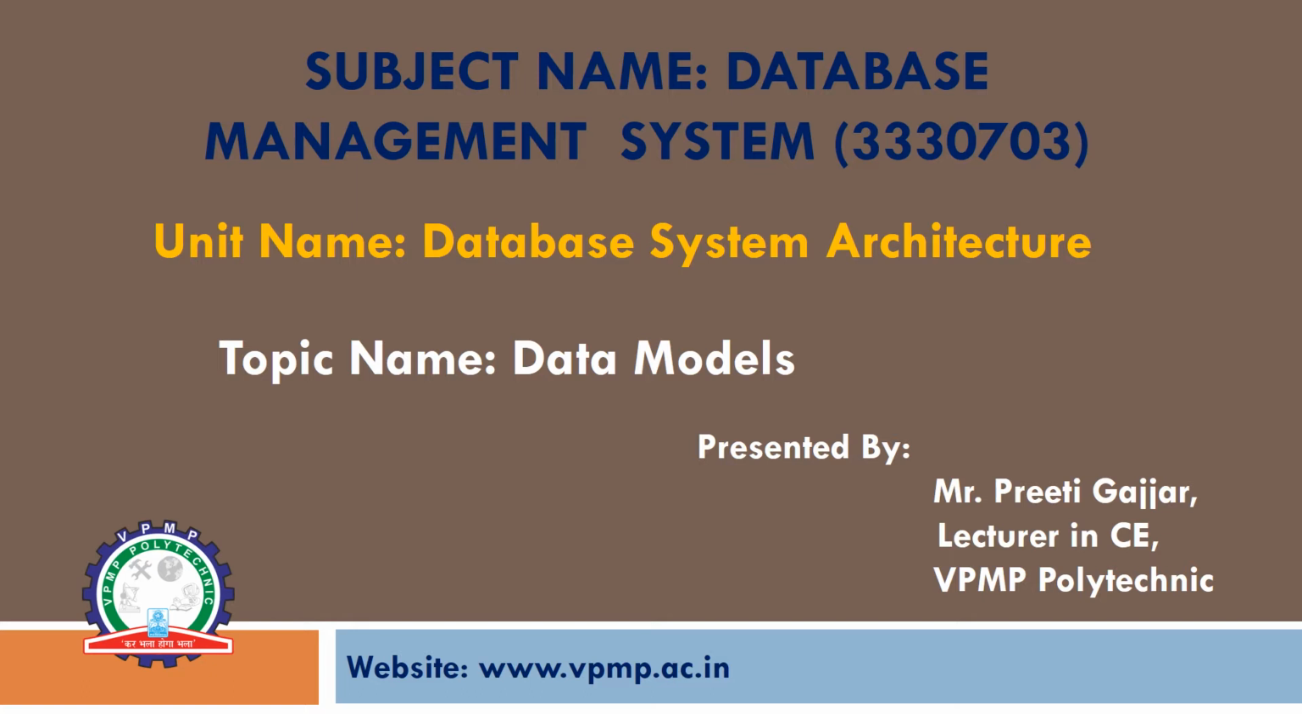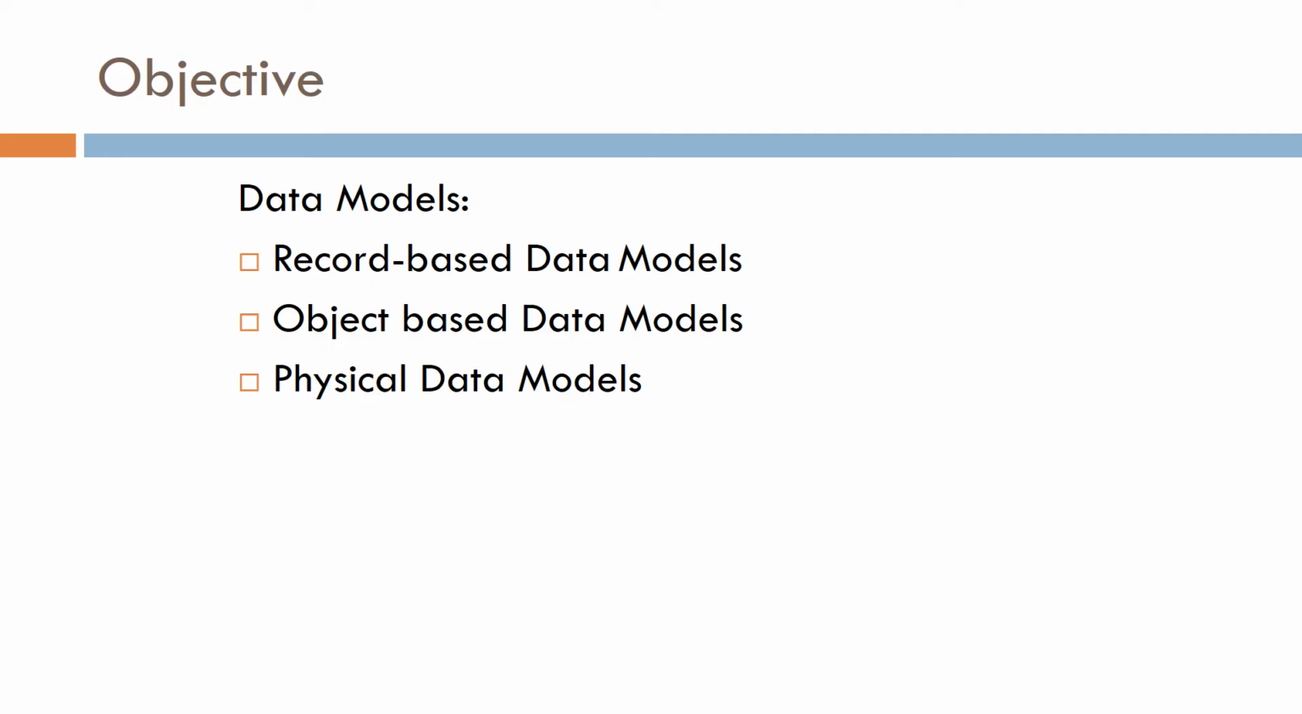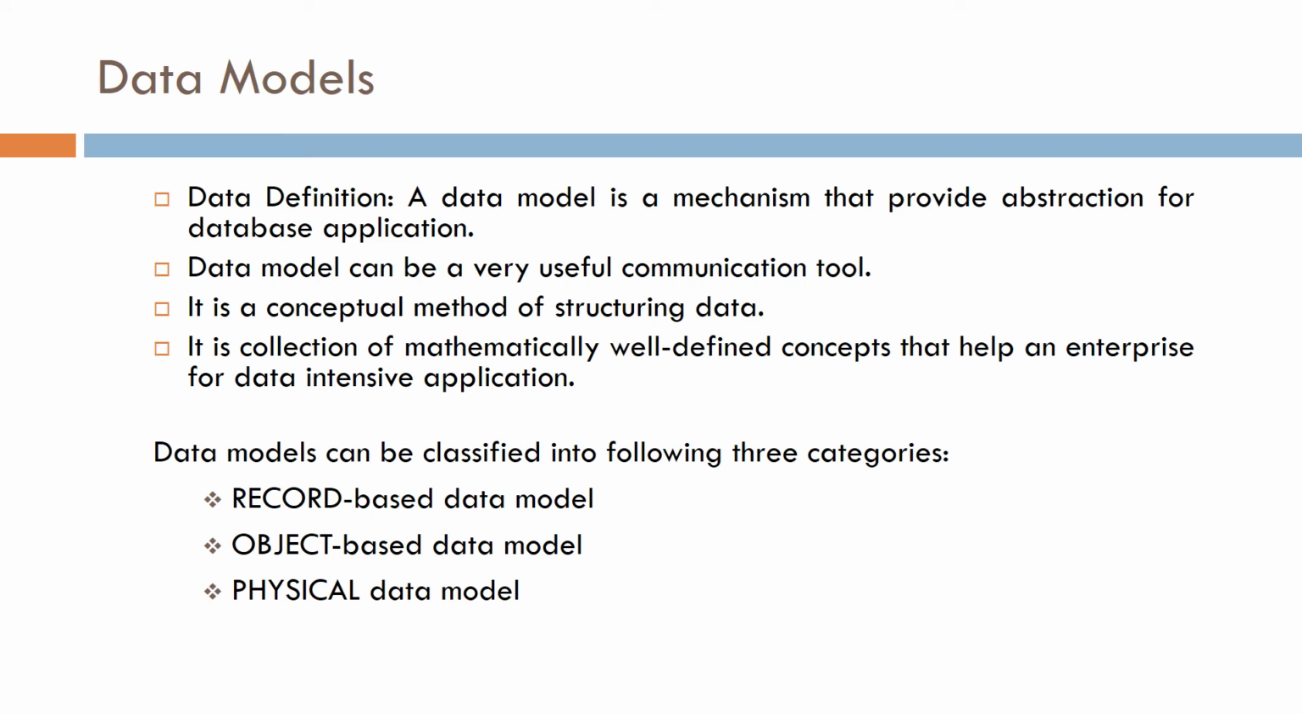Today my subject is Database Management System with a unit name Database System Architecture and the topic name is Data Models. Objective. After watching this video you will be able to get the knowledge about data models, which are of three types: record-based data models, object-based data models, and physical data models. Data models.